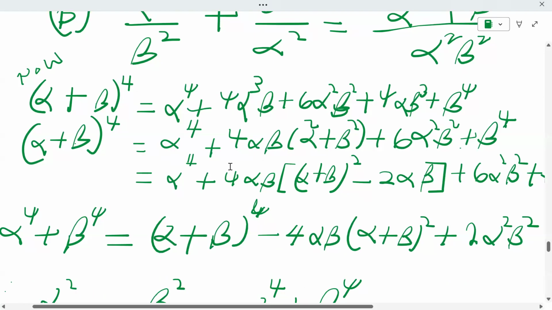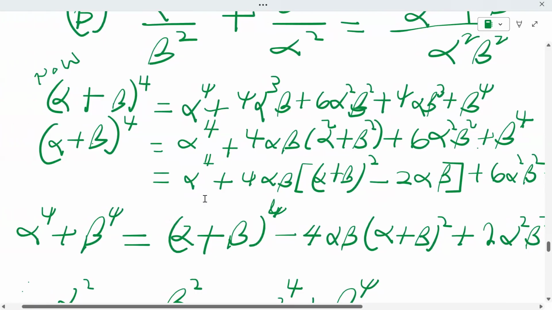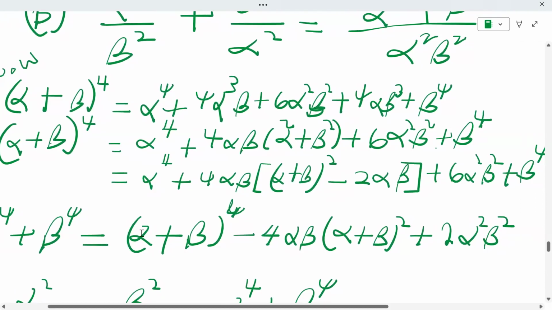Now we need to rearrange and leave this on one side, and then we leave the beta with the power 4 on one side. When we do that, then alpha with the power 4 plus beta with the power 4 will give us this on the right-hand side. Alpha plus beta with the power 4 minus 4 alpha beta, alpha plus beta all squared plus 2 alpha squared beta squared.